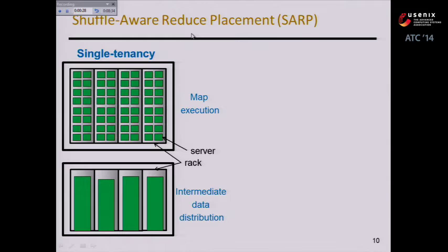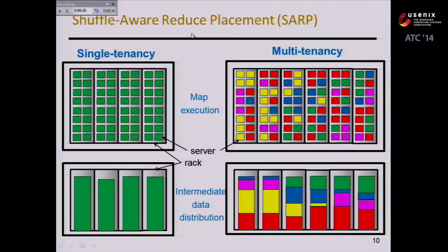So in terms of intermediate data distribution, data is pretty much evenly distributed across the cluster, so we can schedule reduce tasks anywhere. In terms of multi-tenancy, when there are multiple jobs running at the same time, all jobs do not get to run on all nodes or all racks of the cluster. And this is mainly attributed to dynamic scheduling, load balancing, fairness, as well as the map locality constraints which we have to follow.